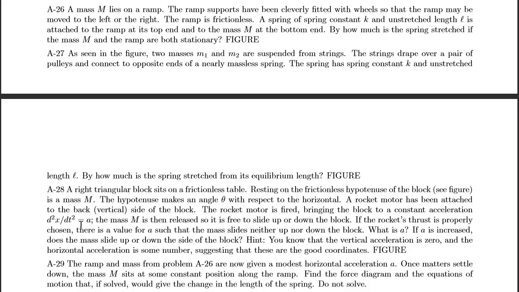We finally reach A26. A26 is our last problem. We have a mass on a ramp. The ramp can move to left or right. It's frictionless. There's a spring constant K spring with unstretched length L attached to the ramp at its top, and the mass M at the bottom. And we ask, by how much is the spring stretched if the mass M and the ramp are both stationary?